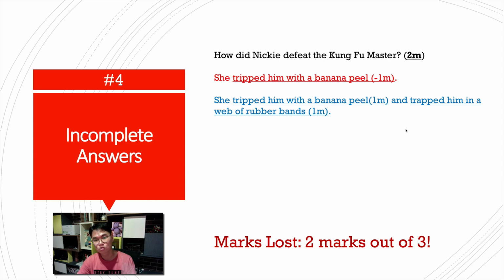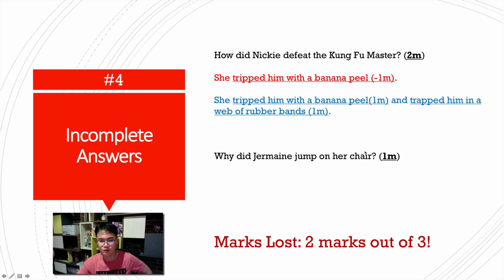So 2 marks, 2 points, I take both. Otherwise, I lose 1 mark. Again, 1 mark lost here because I did not give the complete answer in the first case. Now let's take a look at the second question. Why did Jermaine jump on her chair? Right now, how many marks is this question worth? That's right, 1 mark. So how many points am I looking for? That's right, 1 point. But you'll notice here that the point must be complete to score the 1 mark, right? If the point is not complete, something is missing from that point, then even though I give that point, it's not complete.